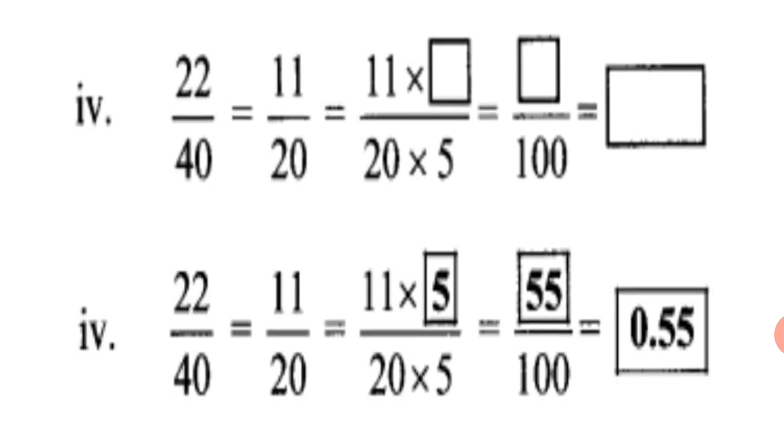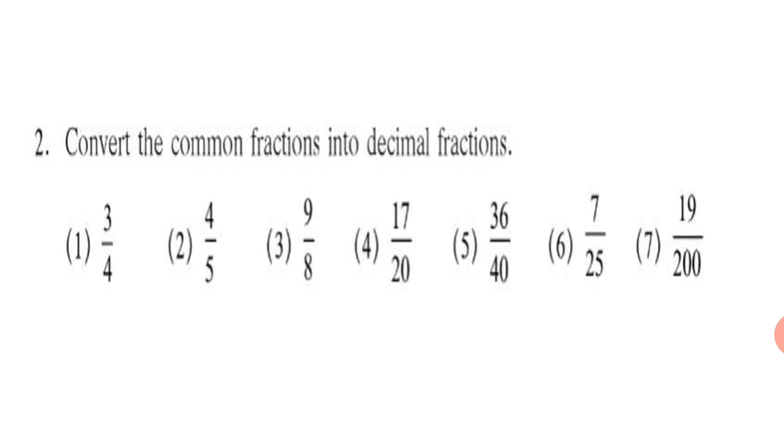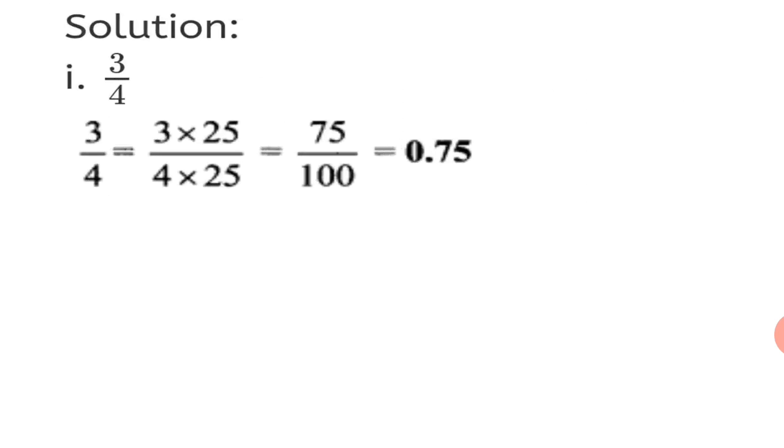Okay. Question number 2. Now we have to convert the common fractions into decimal fractions. There are 7 sums in all. Let's do them one by one. Okay. 3 upon 4. Now to convert 3 upon 4 into a decimal fraction, we need the denominator to be 10, 100 or 1000. So we'll look at the denominator 4.